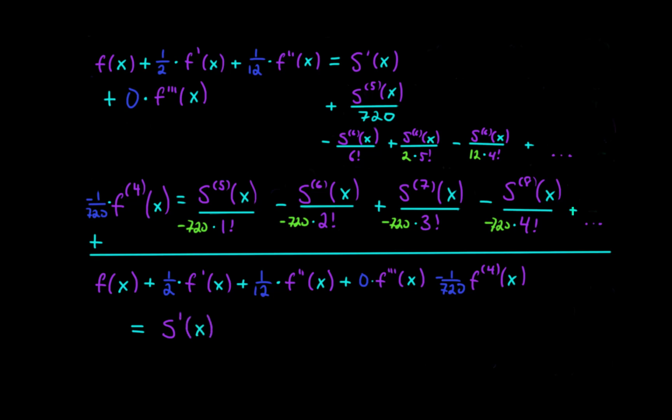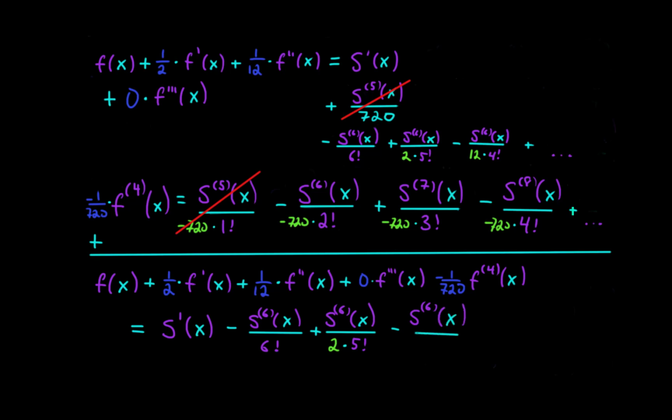Those are the left-hand terms, and now the right-sided terms, those will equal S prime of x, that continues to remain untouched, and then the S5 terms cancel out, so then we have minus S6 of x over 6 factorial plus S6 of x over 2 times 5 factorial minus S6 of x over 12 times 4 factorial.